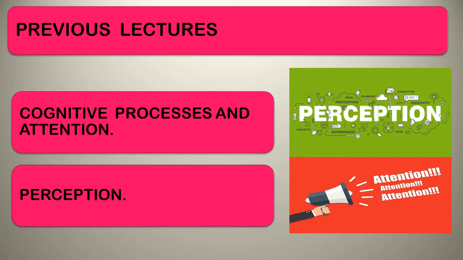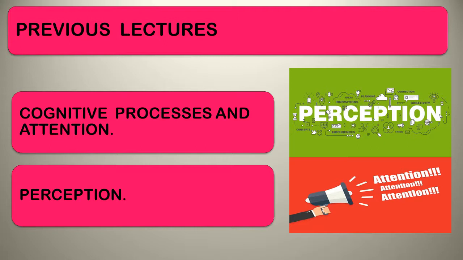Students, in the previous lecture, we have studied about the cognitive processes, attention and perception. In that, we have seen that cognitive process includes all the processes underlying mental activities like attention, perception, learning, memory, problem solving, thinking, etc.